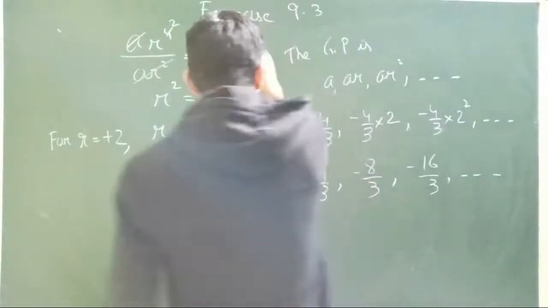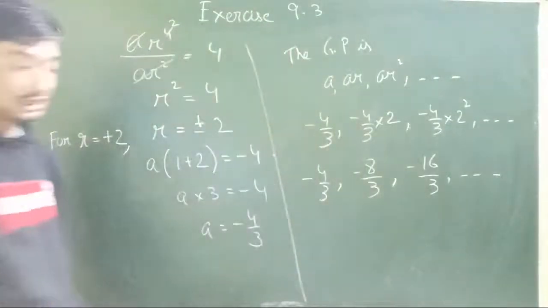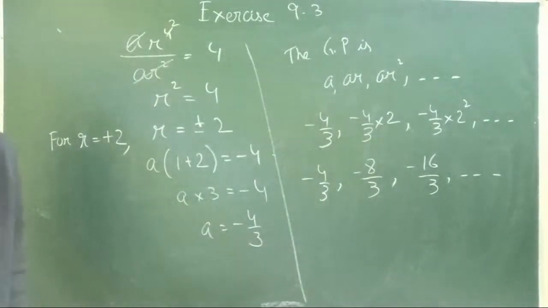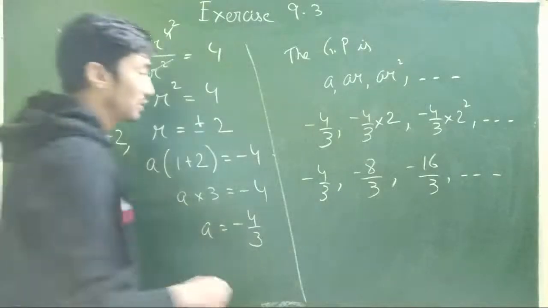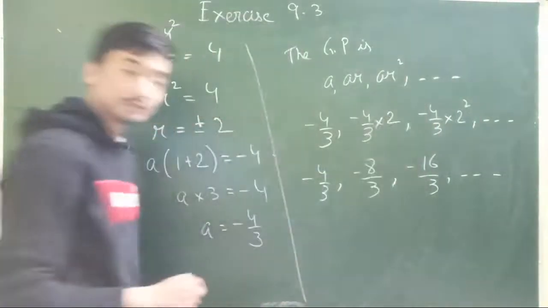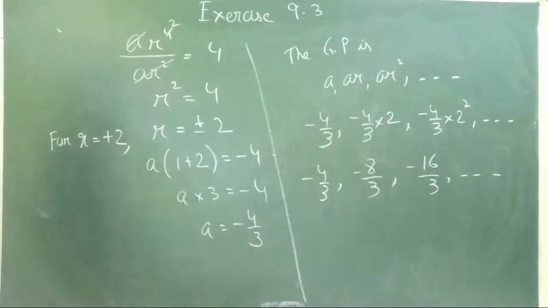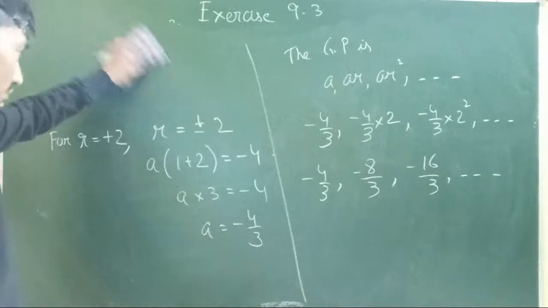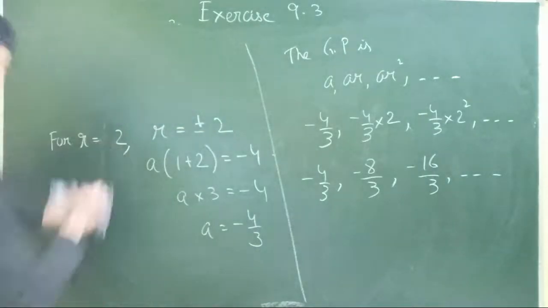So when the common ratio is plus 2, our required geometric progression will be minus 4 by 3, minus 8 by 3, minus 16 by 3, and so on. Alright, that's the first case. The second case is when R is equal to minus 2.